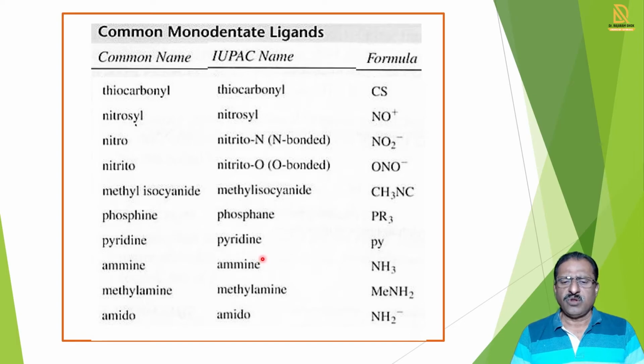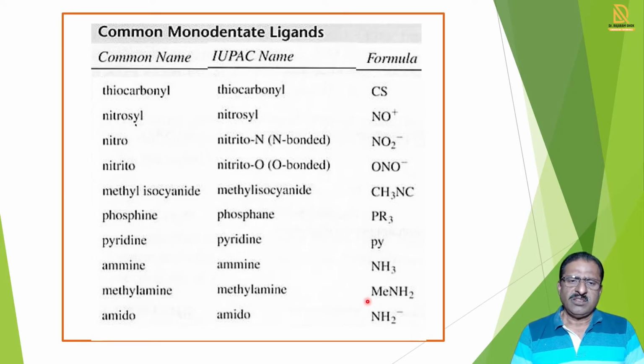NH3 ligand is one of the neutral ligands and its name is ammine, A-M-M-I-N-E. If the spelling is A-M-I-N-E, then that is some other ligand, which is a derivative of ammonia. But when it is the ammonia molecule, it is called ammine, A-M-M-I-N-E. One example of a ligand is MeNH2, and its ligand name is methylamine. Then NH2 minus, its ligand name is amido.